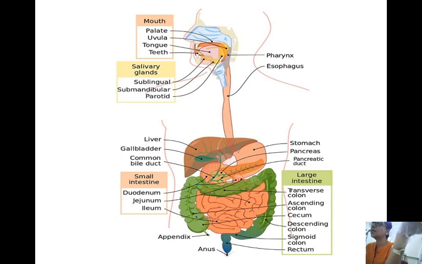The anus has got two sphincters, external anal sphincter and the internal anal sphincter. So all this digestive system is more than 10 meters long.